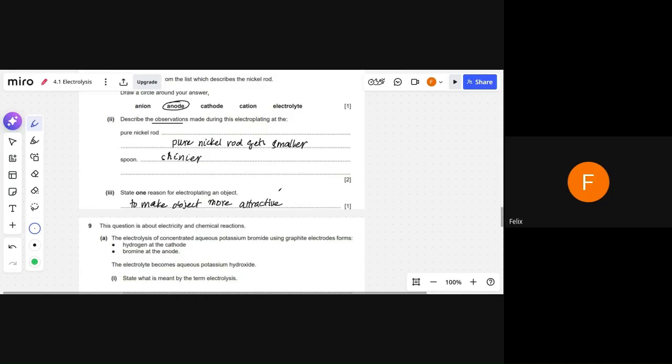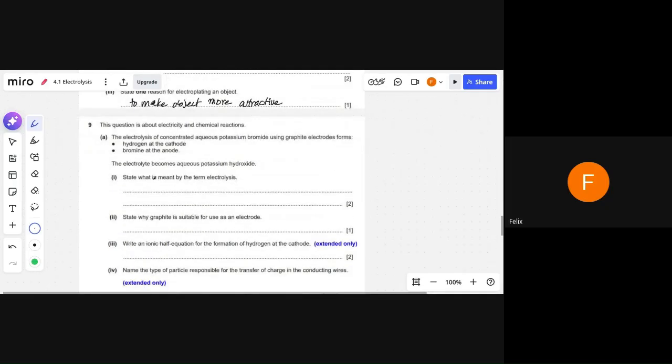Now question number 9, about electricity and chemical reactions. The electrolysis of concentrated aqueous potassium bromide using graphite electrodes forms hydrogen at the cathode and bromine at the anode. So the electrolyte becomes aqueous potassium hydroxide. This is now aqueous electrolysis with the involvement of water. State what is meant by the term electrolysis. They are only figuring out whether you understand the definition. This question has 2 marks.